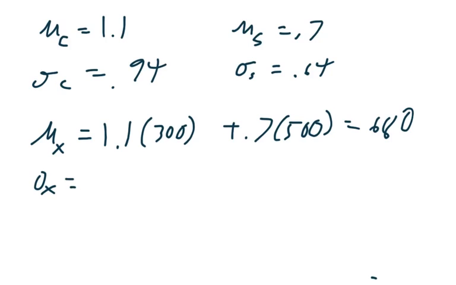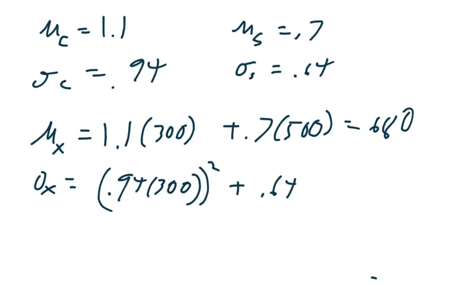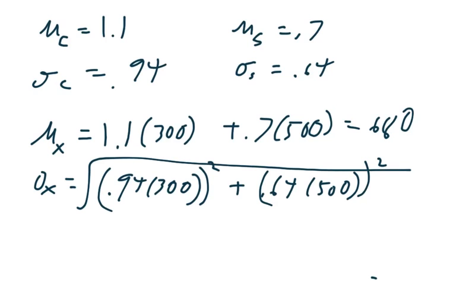And if we want the standard deviation of X, I would have to do 0.94 times 300, but that would be the standard deviation, so I need to square that, plus 0.64 times 500, but that's the standard deviation, so I would need to square that, and then I would need the square root. So her paycheck could be off by approximately $426.52 a day.